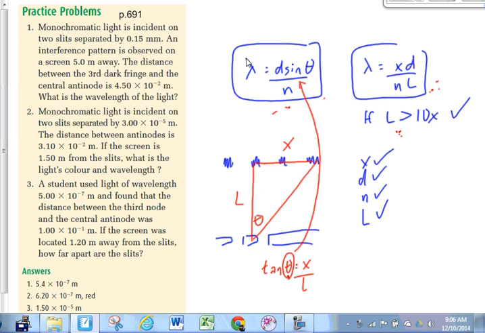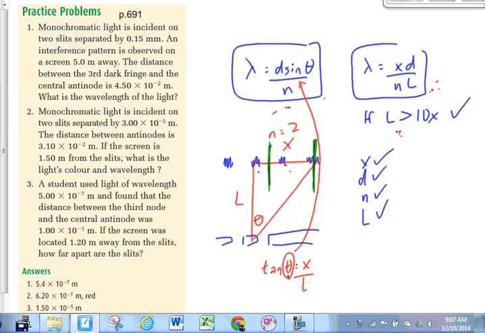Don't tell me what it stands for. Just tell me what N is in this case right here when we're going from the central maximum to the second maximum. 2, right? If we're going from the third maximum to the seventh maximum, N would be equal to 4. If we're going from the first minimum to the second maximum, N would be equal to what?